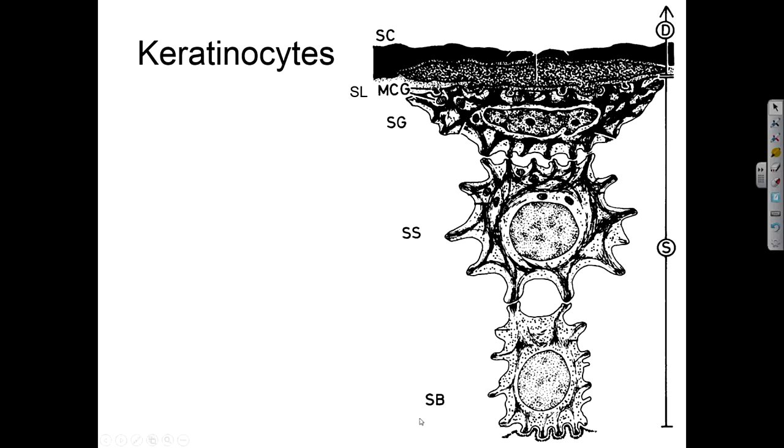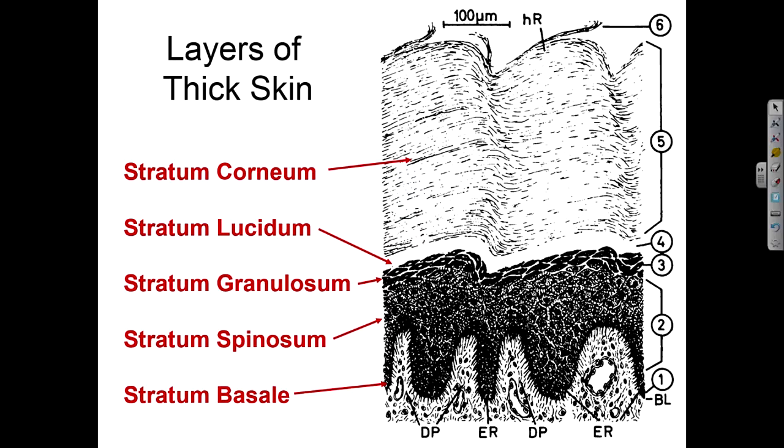So at the very bottom of the epidermis, adjacent to the dermis, is the stratum basale. The next layer above that is the stratum spinosum, which has a different histological appearance because it has a spiny appearance. Then the next layer above that is the stratum granulosum, because these cells have granules in them. Then in thick skin we'll have a stratum lucidum, and both in thick skin and thin skin we'll have a stratum corneum. So these are the different layers of the epidermis derived from different types of keratinocytes.